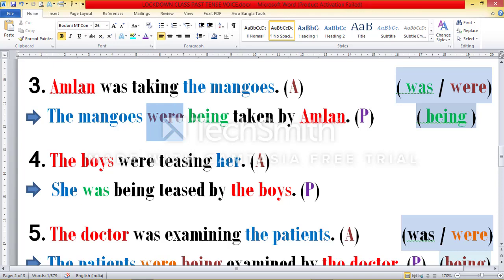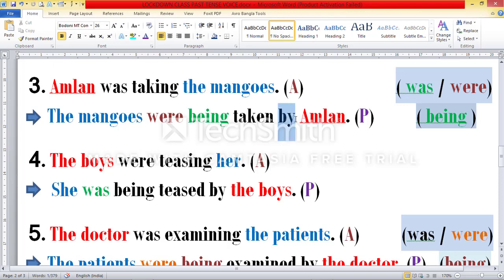This were will come here because the mangoes, the subject here, is third person plural number. Then as the sentence is of past continuous tense, so apart from was or were, being also will come here afterward. So being has come here. Then we have to write the third form of the verb take. As you know, the third form of the verb take is taken: take, took, taken. Then as per rule, the preposition that generally comes after the third form of the verb is by.